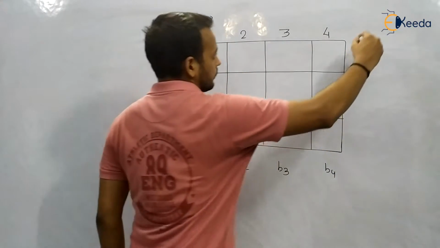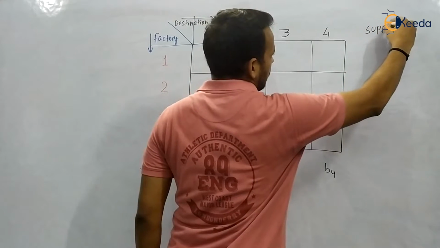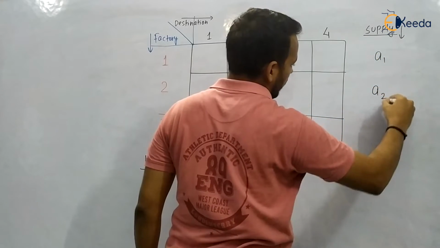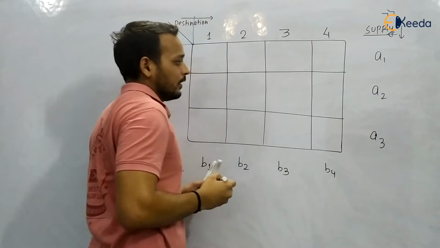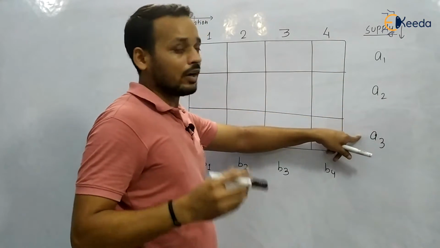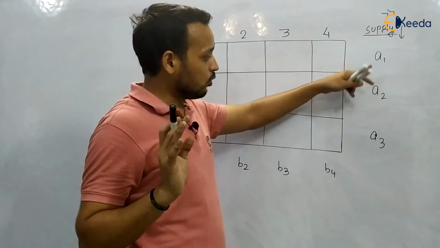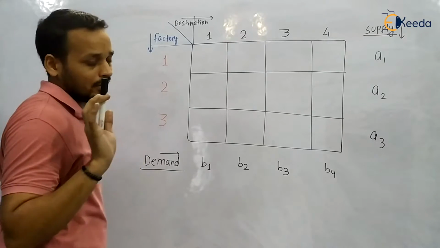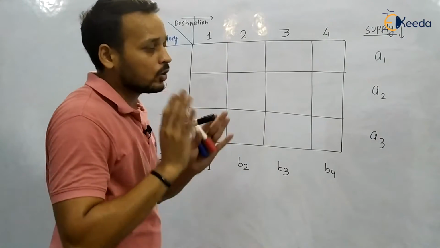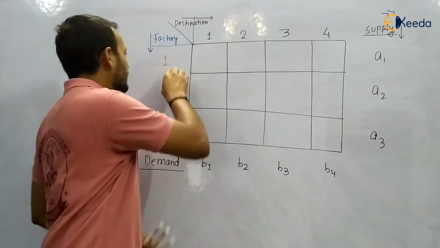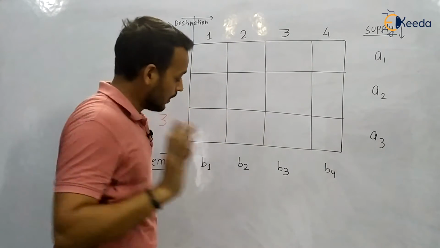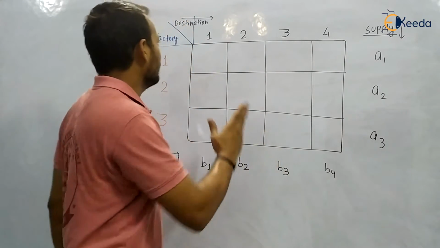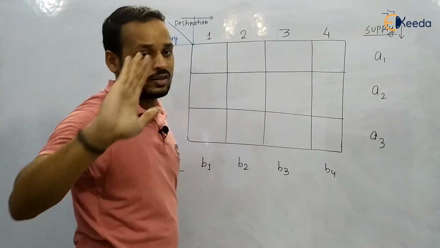And here I am writing the supply. Supply here is A1, A2, and A3. What are these A1, A2, and A3? These are the total number of units which are present in factory 1, 2, and 3 respectively. B1, B2, B3, and B4 are the number of units which are required by destination 1, 2, 3, and 4 respectively.